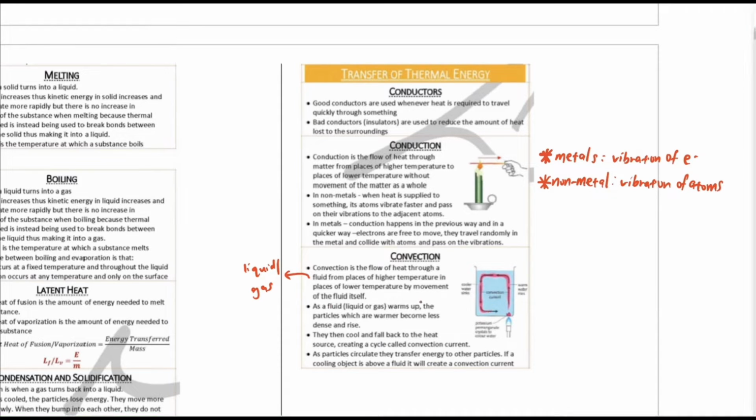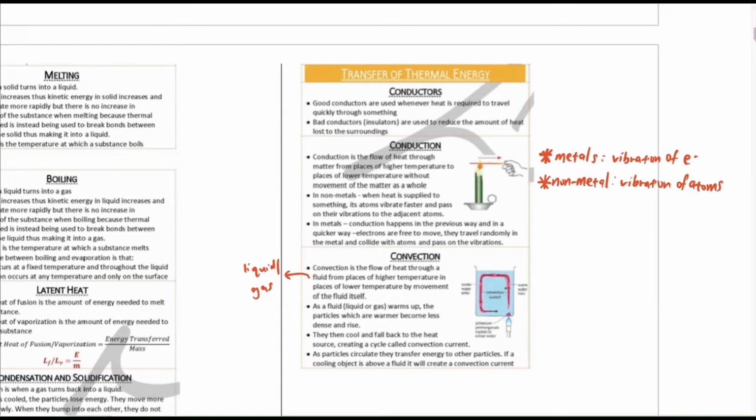So how does it move? Basically, you can see this picture and understand it. You heat up this particular part, then it becomes hot at these regions. Then the hot water, the warm water, rises because it is less dense. And then they come here, and after that form a flow. The cold water will come and replace the water that rises up. So because of that, it forms a flow. That is convection. As a fluid, liquid or gas, warms up, the particles which are warmer become less dense and rise.